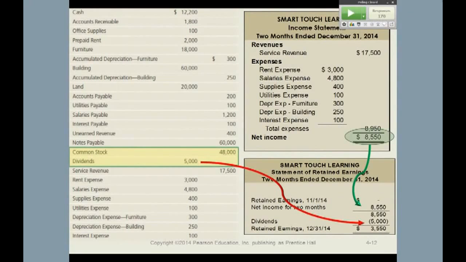Okay, so here's the balance sheet. I'm sorry, in the dividends, rather. So the dividends, again, would come also in the statement of retained earnings. Okay, we're going to get to the balance sheet in a second.